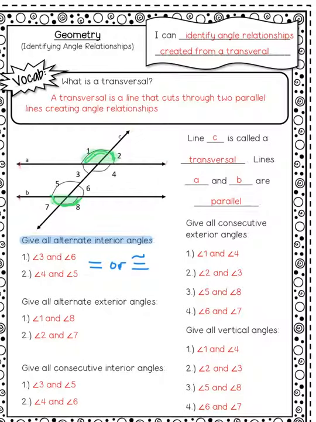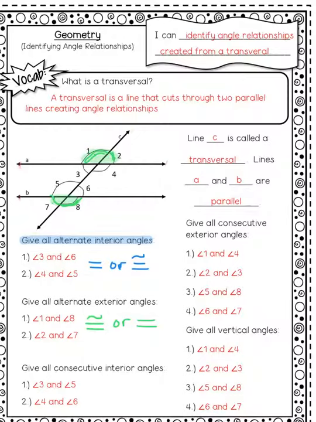So they are also alternate exterior angles. And again, these are equal. I'm going to write congruent first, or equal. So these are either congruent or equal, whatever you want to call them, but they will be the same measurement.